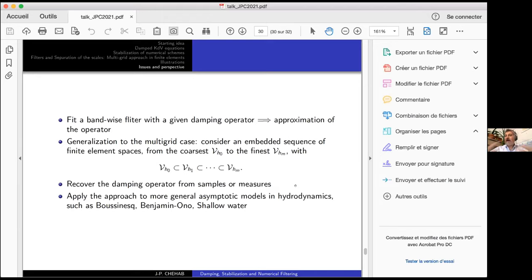So of course I can generalize by considering not only low pass and high pass filters, but bandwise filters to make something more accurate. I need for that to consider multi-grid methods. So not only two grids, but I have to, for instance, consider an embedded sequence of spaces. I can do that. The idea is to try to recover numerically the damping operator starting from measures. And of course, it can be applied to other models in hydrodynamics, such as Boussinesq, Benjamin-Ono, or shallow water.